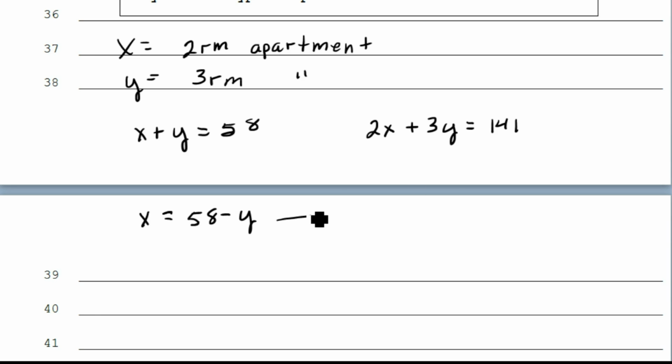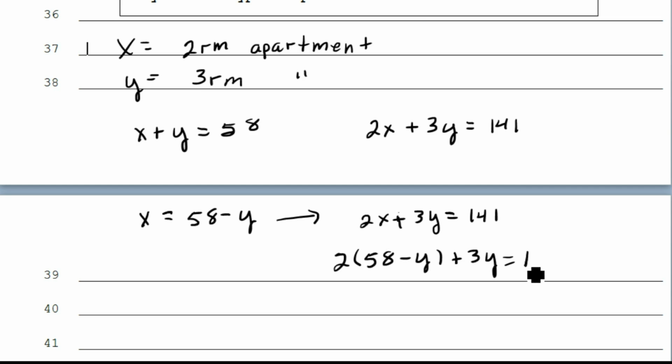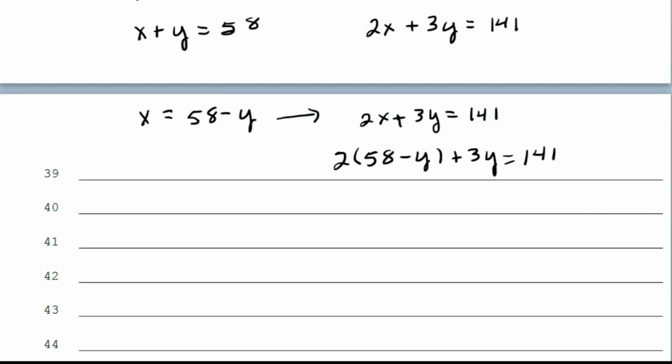And you can take this and put it in this equation. 2x plus 3y equals 141. Replace this x over here with 58 minus y. 2 times 58 minus y plus 3y equals 141. 116 minus 2y plus 3y equals 141.